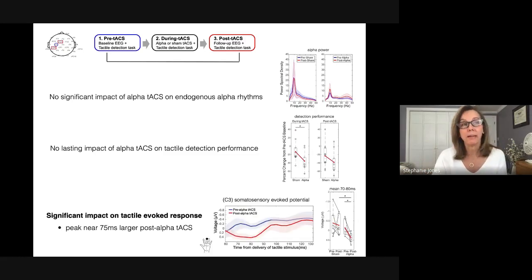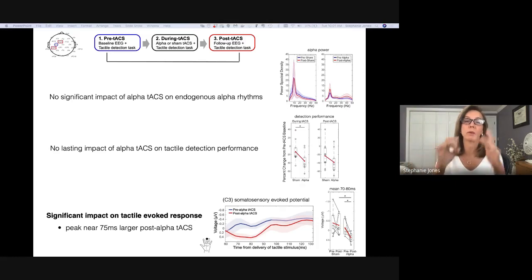What we did find was that this brief weak stimulation had an impact on the evoked response, right? So we're giving these taps to the finger. They're doing our tactile detection task. And we looked at the evoked response before we gave 10 minutes of tACS and after. We saw that after, we had an increased 70 millisecond peak. And this turned out to be a significant effect in the alpha condition, but not the sham condition.